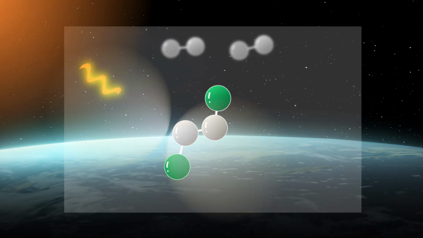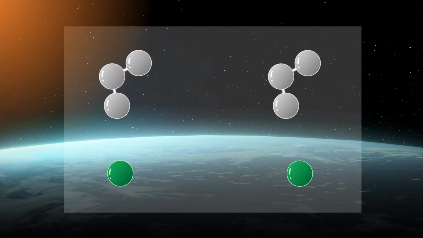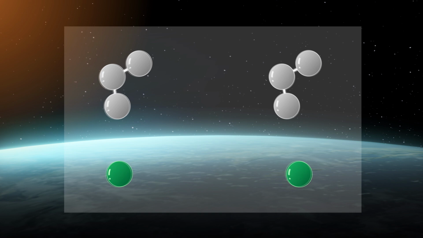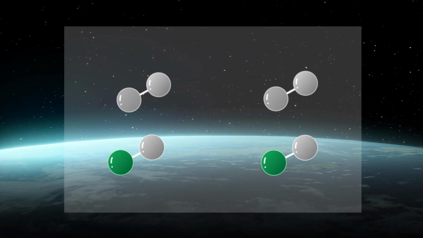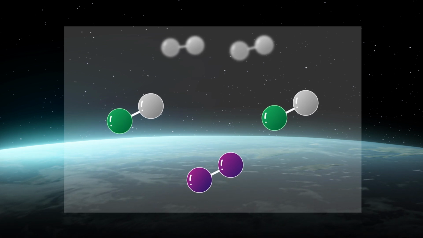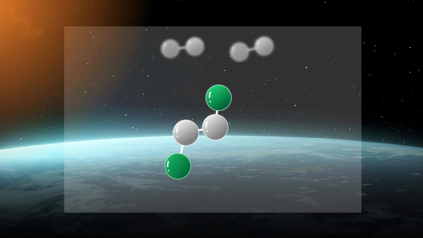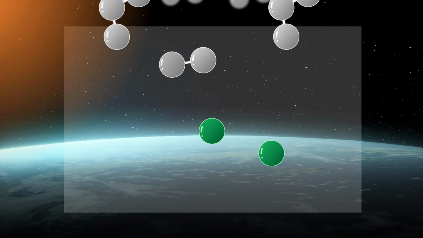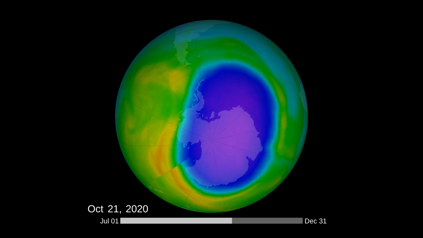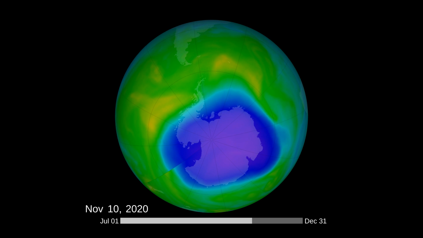With the presence of sunlight, the reactive chlorine and bromine compounds produced during winter begin to deplete ozone molecules by stealing one of their oxygen atoms, leaving just oxygen gas, or O2, in its wake. As long as the polar stratospheric clouds are present, these reactions will occur over and over again, until the ozone is nearly gone. This forms what we call the ozone hole, but that's really a misnomer. It's actually more of a thinned layer.